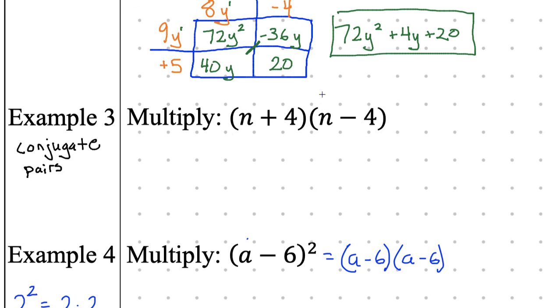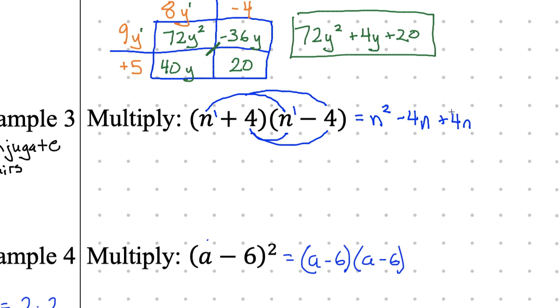Let's go back to using FOIL, and then I'll come back to use the box method in the final one. So foiling first is n times n. Again, these are n to the power of 1, n to the power of 1. So n times n is n squared. Outer is negative 4n. Inner, positive 4n. And last, 4 times negative 4 is negative 16.